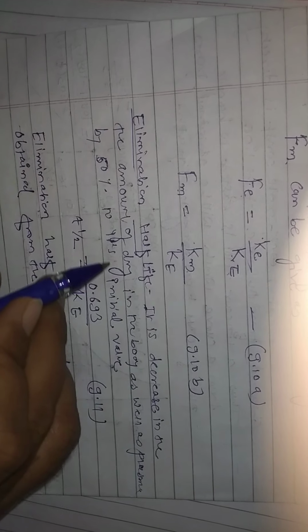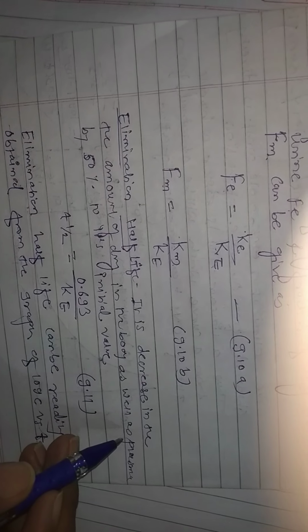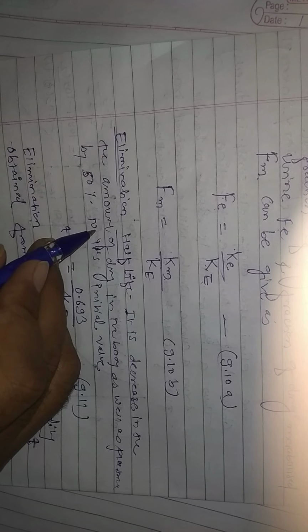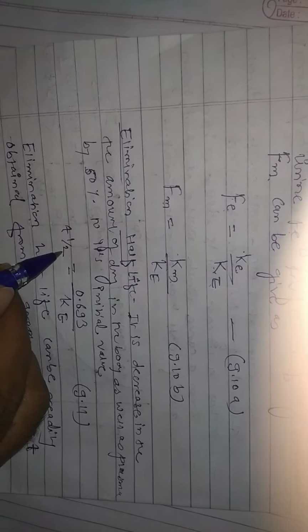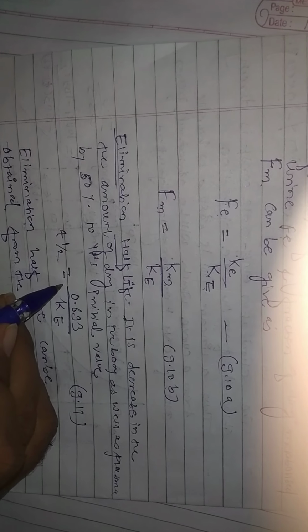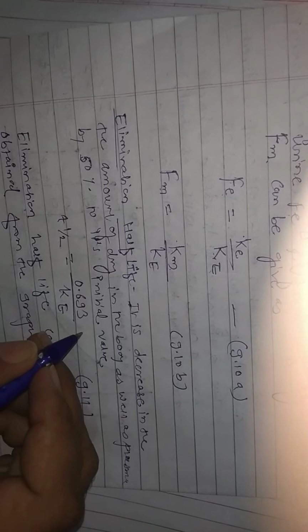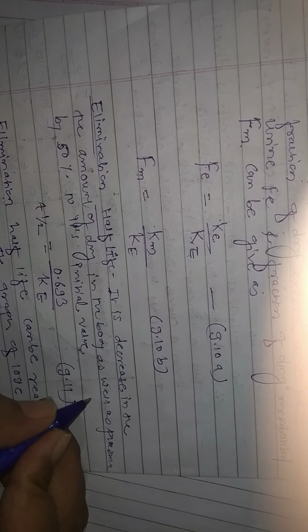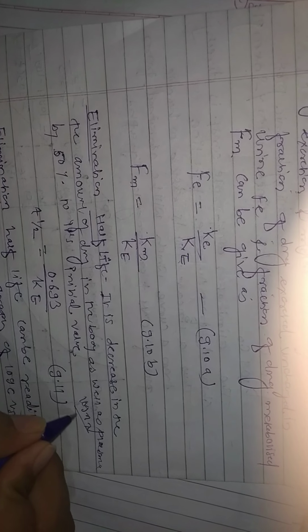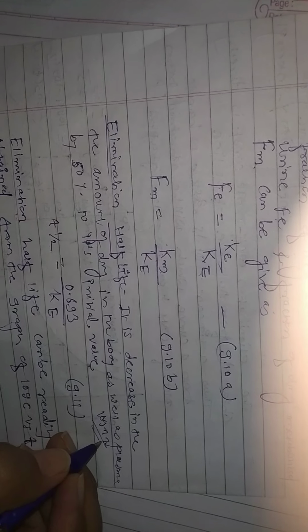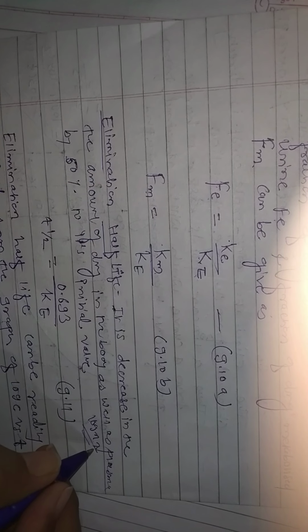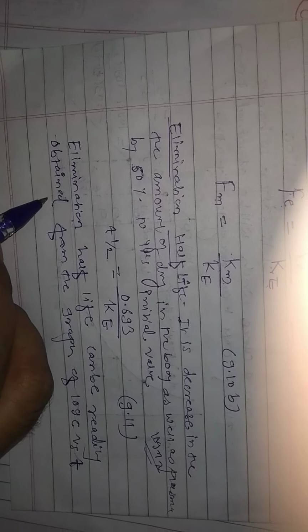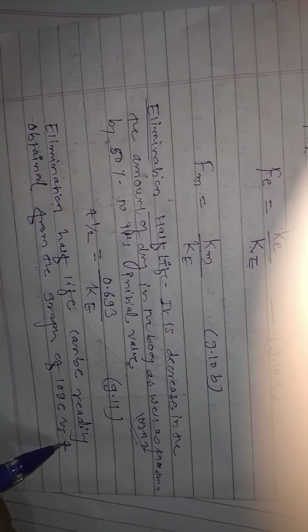Next is the half-life period of elimination. It is the decrease in the amount of drug in the body as well as in the plasma to 50% of its initial value. So T half, the half-life period of elimination, is equal to 0.693 by Ke. This 0.693 value comes from the natural log of 2. The value of ln 2 is 0.693, and this 2 refers to the half-life period, that is T1 by 2. So the elimination half-life can be readily obtained from the graph of log C versus t.